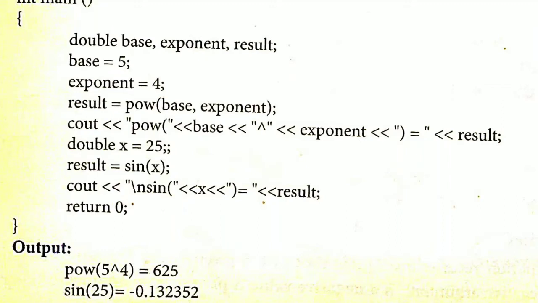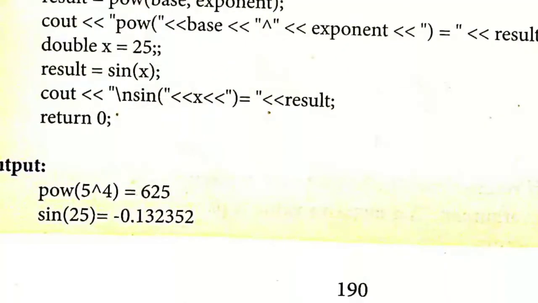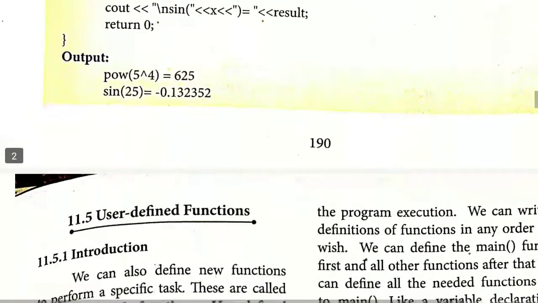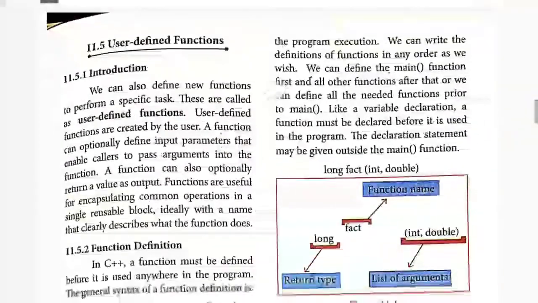You have to be careful with this. If you change the order, for example if you provide the value of the base as the exponent value, then the total meaning will change and you will get a wrong output. So you have to be careful with that. They have also used the sine function, sine 25, and you can see the output of it. Next is the user defined function.